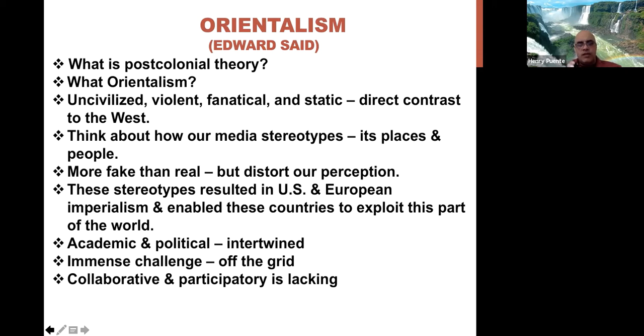And so one of the things that's happened as a result is that it's enabled the United States and European countries to essentially take over these countries for a period of time, and then exploit these countries. In other words, take out important minerals or those sorts of things to essentially exploit that part of the world.